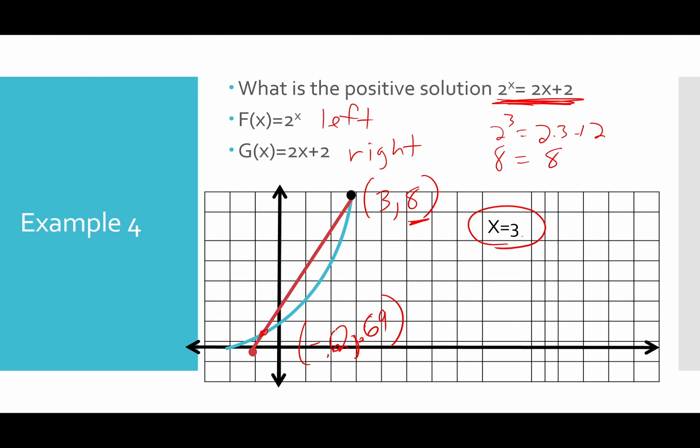I just wanted the positive solution here. This one we're saying is irrelevant. A lot of times in word problems, that negative solution is irrelevant. But notice it does cross twice in this linear model and the exponential together. That's how you would do that.